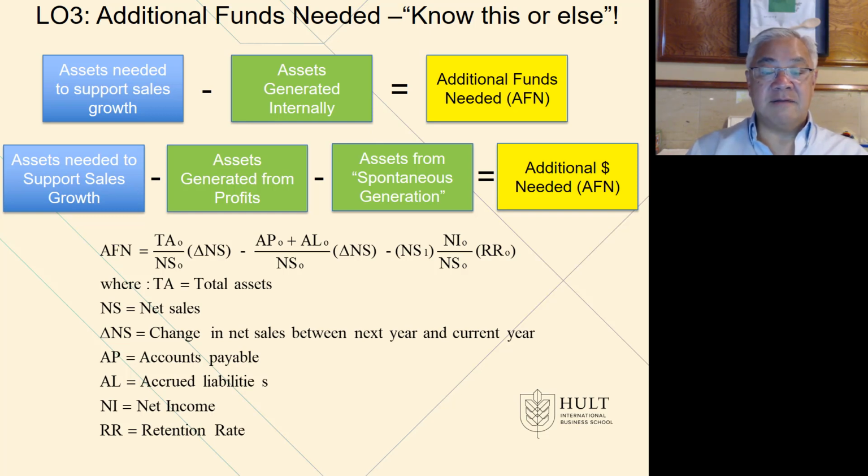Next is this idea of spontaneous generation. If we have accounts payable and accrued liabilities, those are kind of natural liabilities you get in your business, and you divide that by the net sales. Now you get, for every dollar of sales, how much do my vendors and other people that supply me debt, how much will they give me? So that's the first ratio, AP plus AL over NS, both for the prior year, your baseline. Again, you multiply that times the delta sales, the change or growth in sales. Now for every dollar of sales growth, how much can we get from our current relationships? That's what this factor is. So this is the second green box, which is spontaneous generation.